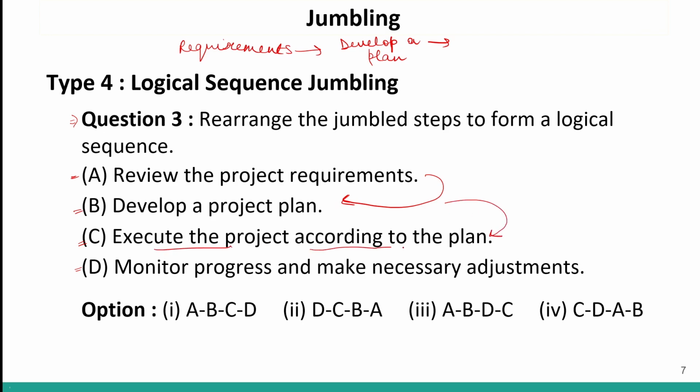We will execute the project according to the plan. So once we have a plan, we will go into the next stage, which is execution, right? And once we have started executing a plan, we will see that there are certain changes that need to be made. There are certain adjustments, and we will monitor our progress. So monitoring and adjustment.